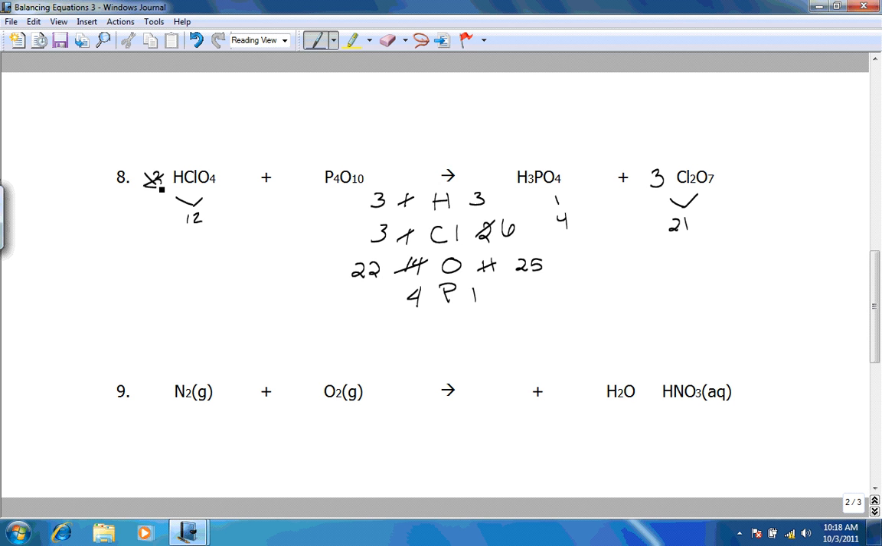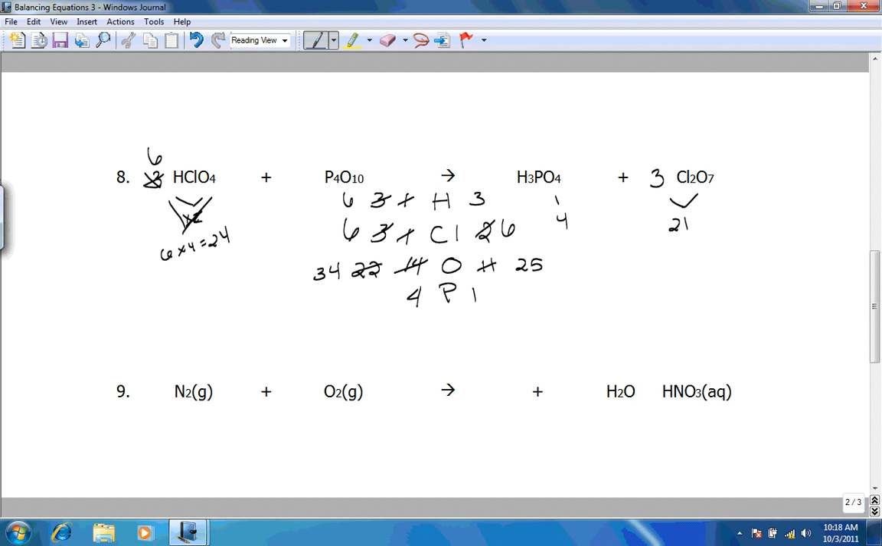And I'm going to multiply this one by 6 to make that 6. Alright, that changed our hydrogens. We now have 6 hydrogens. We also now have, instead of 12 oxygens, we have 6 times 4, which is 24, plus another 10 here. So we actually have 34 oxygens now.